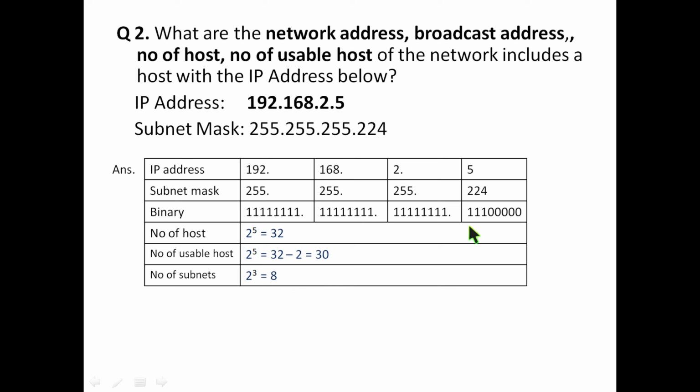Number of subnets means the number of ones, which is 3 here. 2 to the power 3 equals 8. We have to check only the subnet mask value which is not 255. So we count only in this subnet mask value that is not 255. This 224 is not, so we will count only in this value.